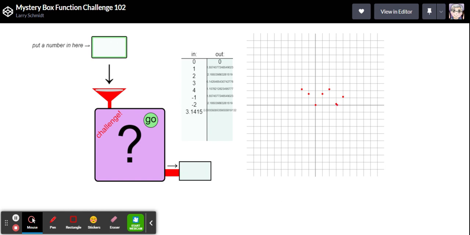Yeah, and that's basically right on 0. So that's helpful. Let's put in something close to pi over 2. So I'm going to put 1.5. It's not super close, but pretty close. Oh, and that's way up off the graph. So here, this is going way up.